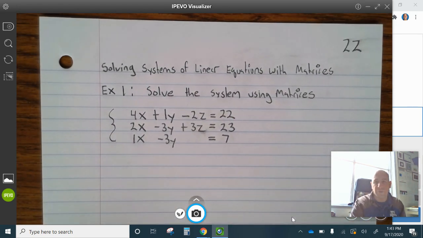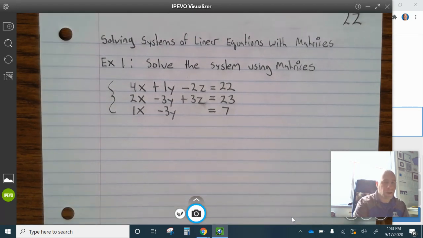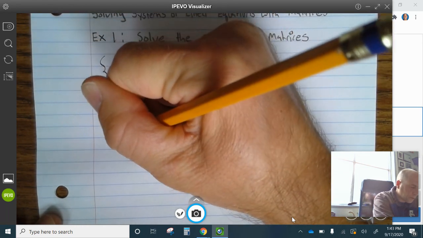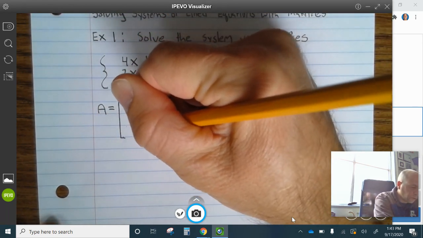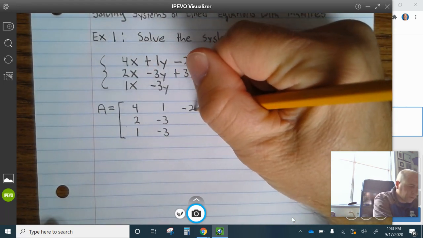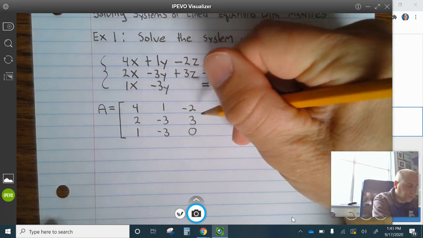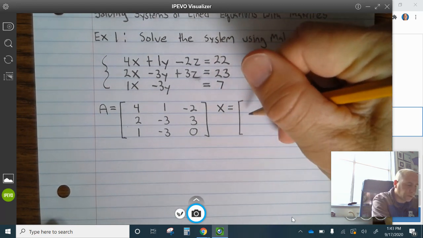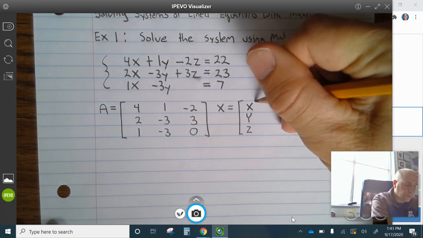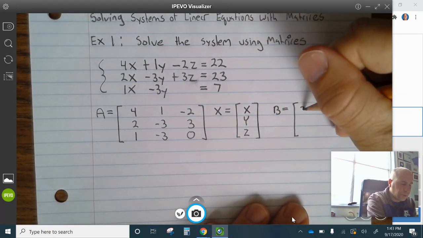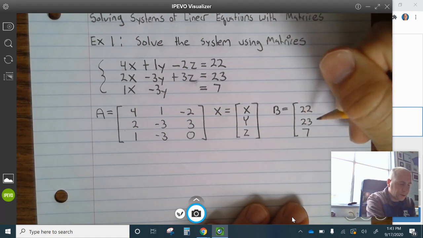All right, journal page 22, solving systems of linear equations with matrices. Example 1, solve the system using matrices. All right, so the first thing we need to do is identify what A is. So A is 4, 2, 1, 1, negative 3, negative 3, negative 2, 3. There's no Z there, so 0. X equals X, Y, Z. And B is 22, 23, 7. Okay.